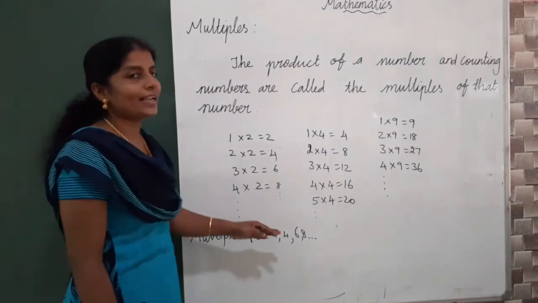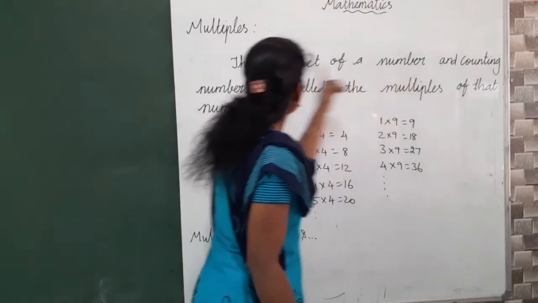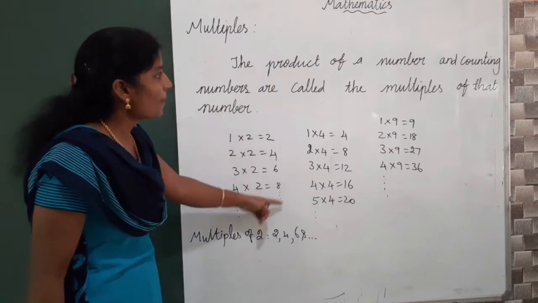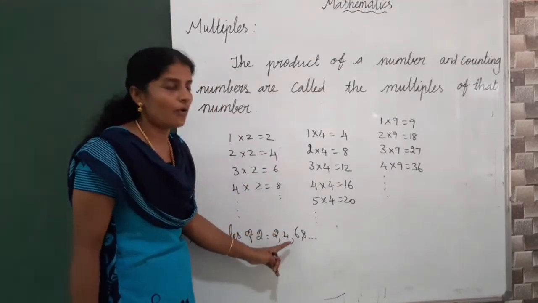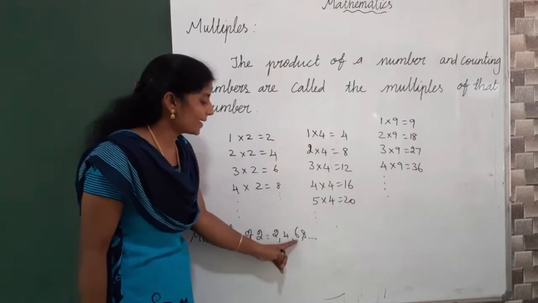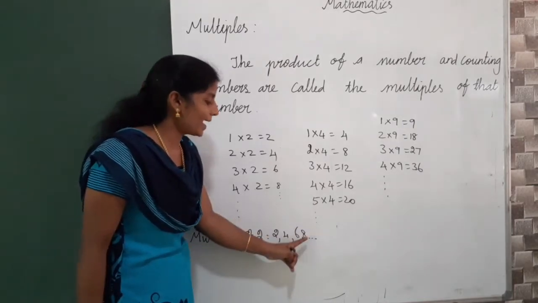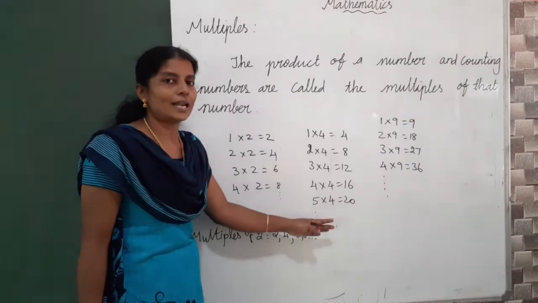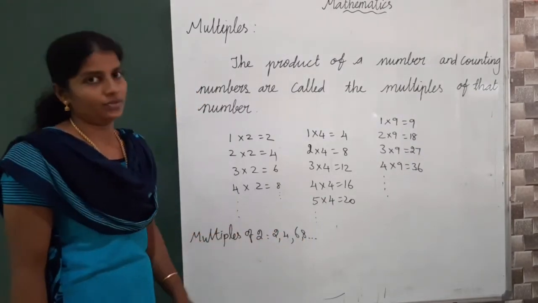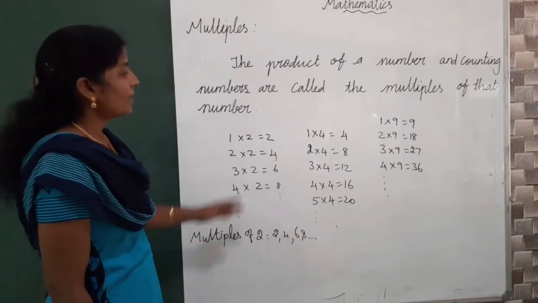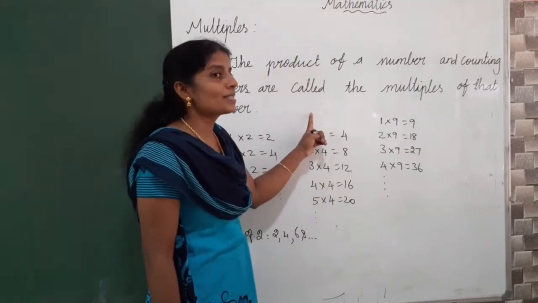Otherwise we can count. Here, counting numbers, this is product. We can count: 2 plus 2 is 4, 4 plus 2 is 6, 6 plus 2 is 8, 8 plus 2 is 10. Those numbers are multiples of 2. Are you clear?